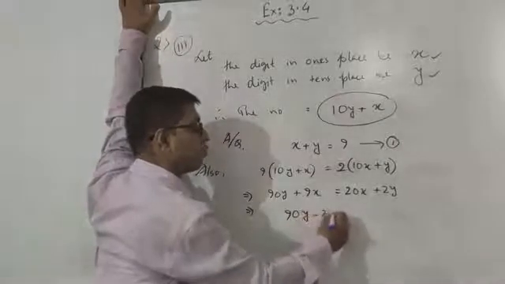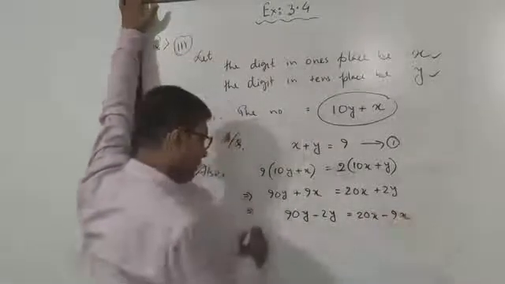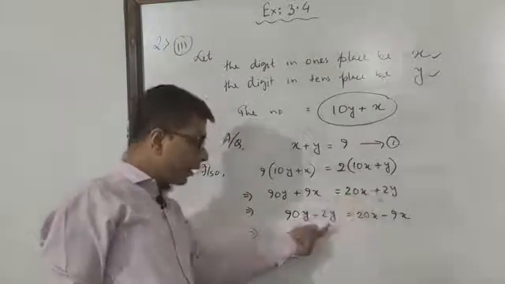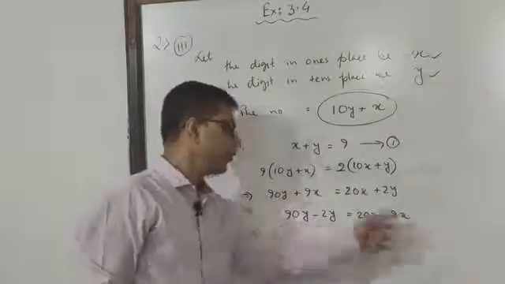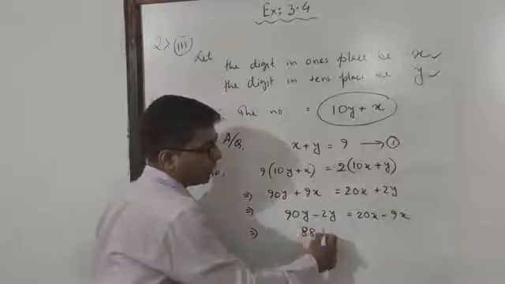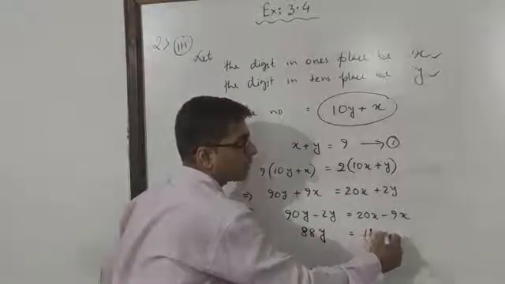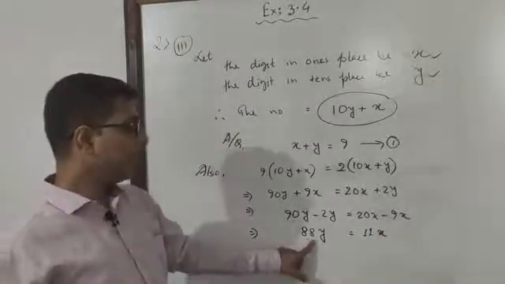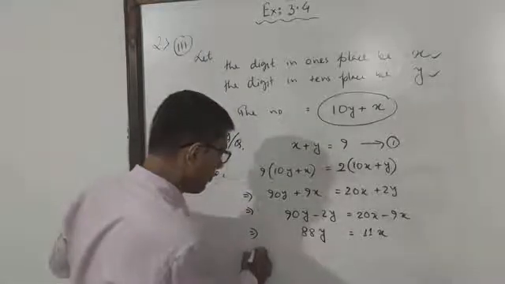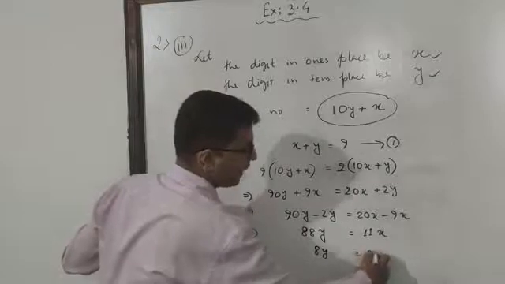90y minus 2 times y, 20x minus 9 times x. Understood what I did? I took the 2y to one side and the 9x to the other side. So 90y minus 2y will give you 88y, and 20x minus 9x will give you 11x. Because 88y is equal to 11x, both are divisible by 11. So if you divide by 11, then it will be 8 times y and it will be only x.